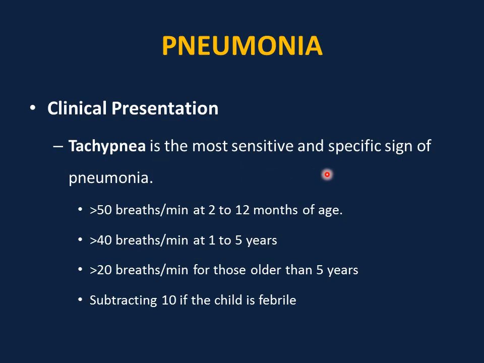Pneumonia can present with abdominal pain. Tachypnea is the most sensitive and specific sign of pneumonia. More than 50 breaths per minute at 2 to 12 months of age is tachypnea. More than 40 breaths per minute at 1 to 5 years of age is tachypnea. More than 20 breaths per minute for those older than 5 years also is tachypnea. Keep in mind if the child has fever, just subtract 10 from the respiratory rate.